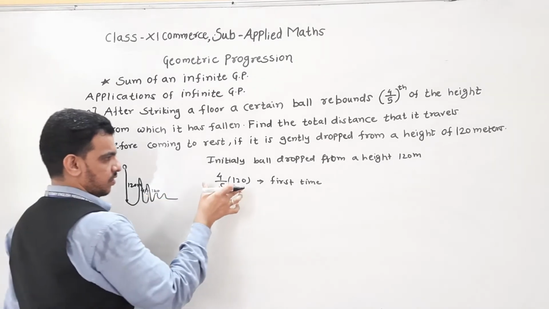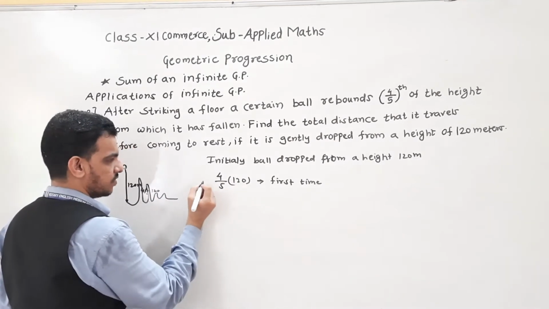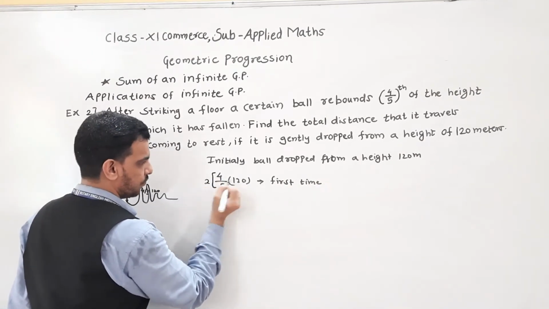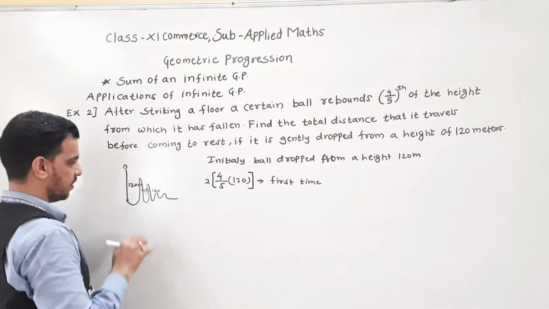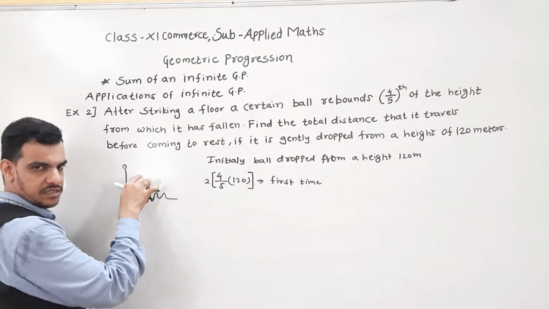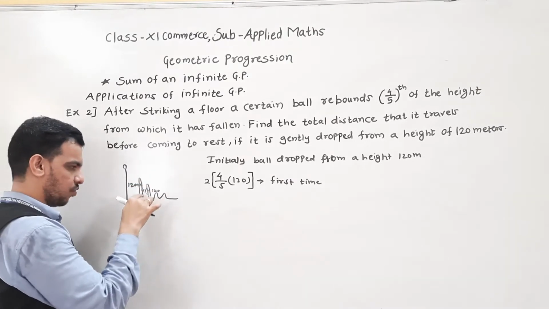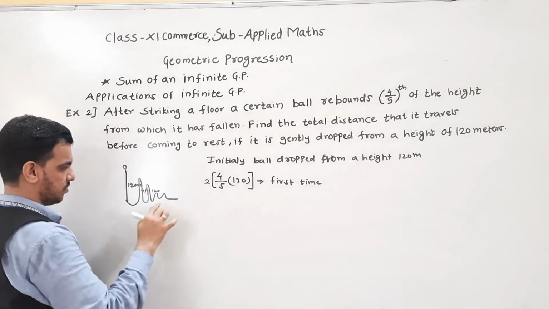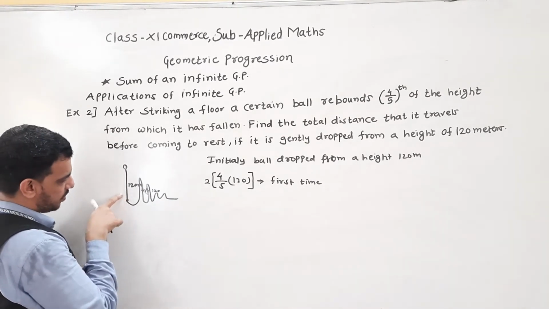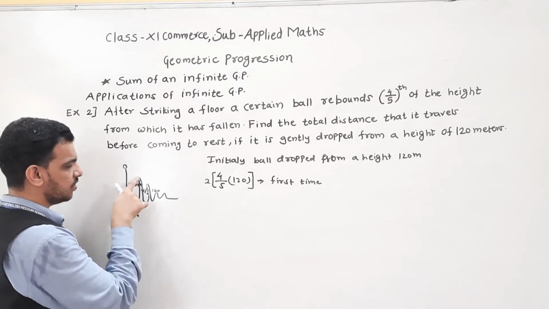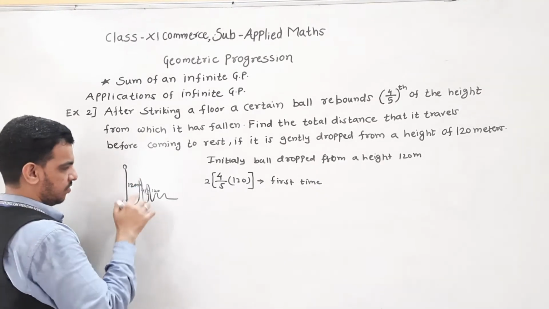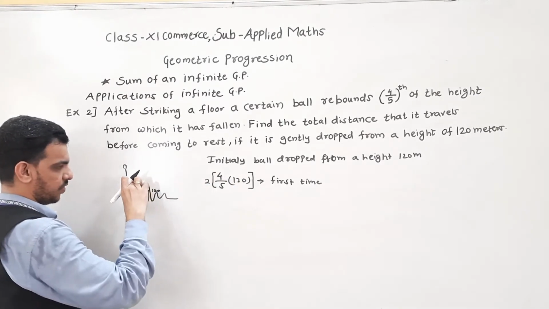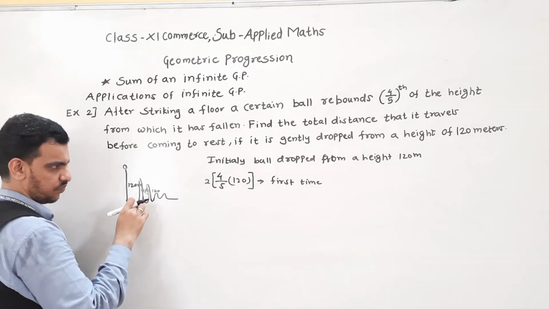So how much distance does it cover the first time it rebounds? That is 2 times 4/5 of 120. Okay, because it goes up, that distance is 4/5 of 120, and again falls down, that distance is again 4/5 of 120. So it is 2 times. So this first distance is 120. Again it rebounds, that is 2 times 4/5 of 120.